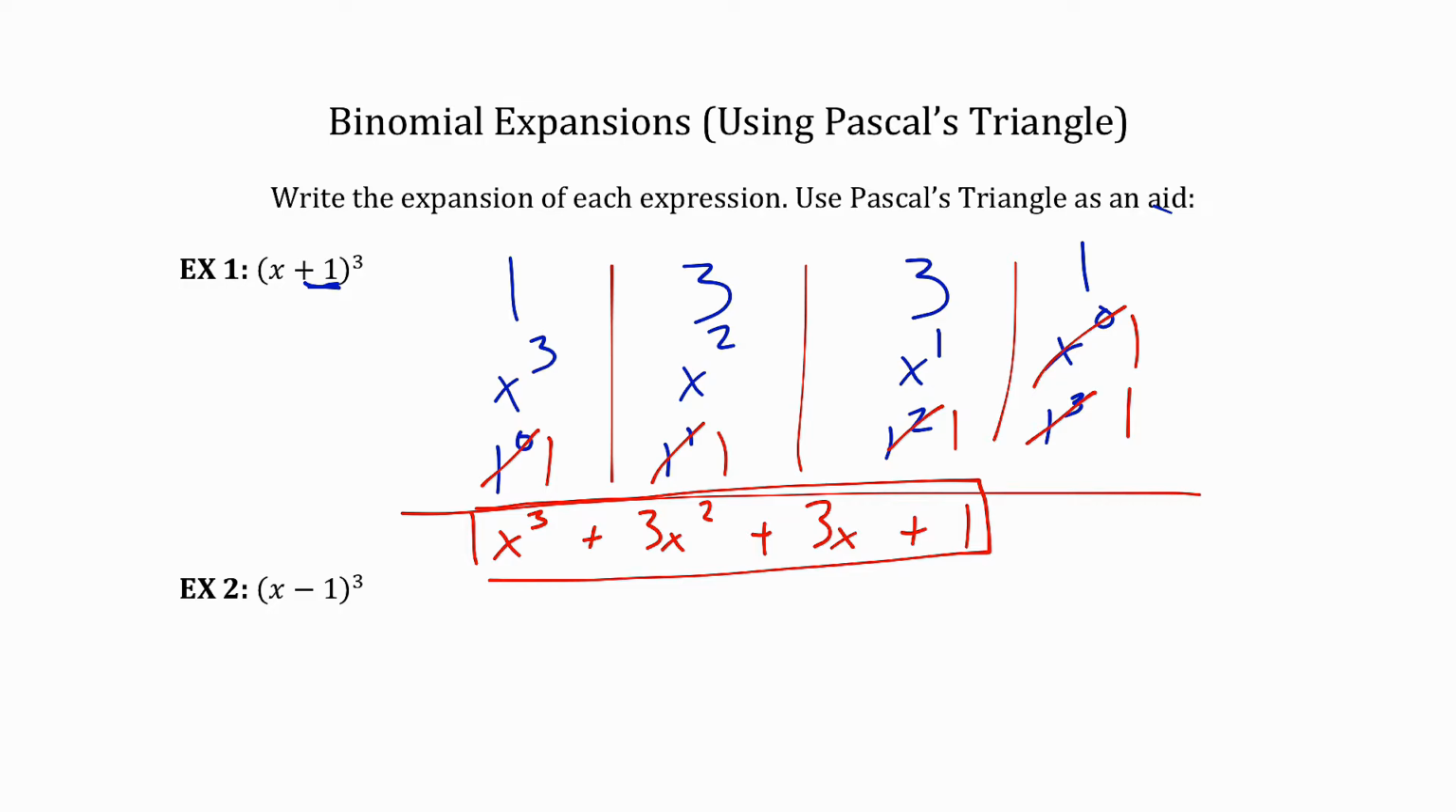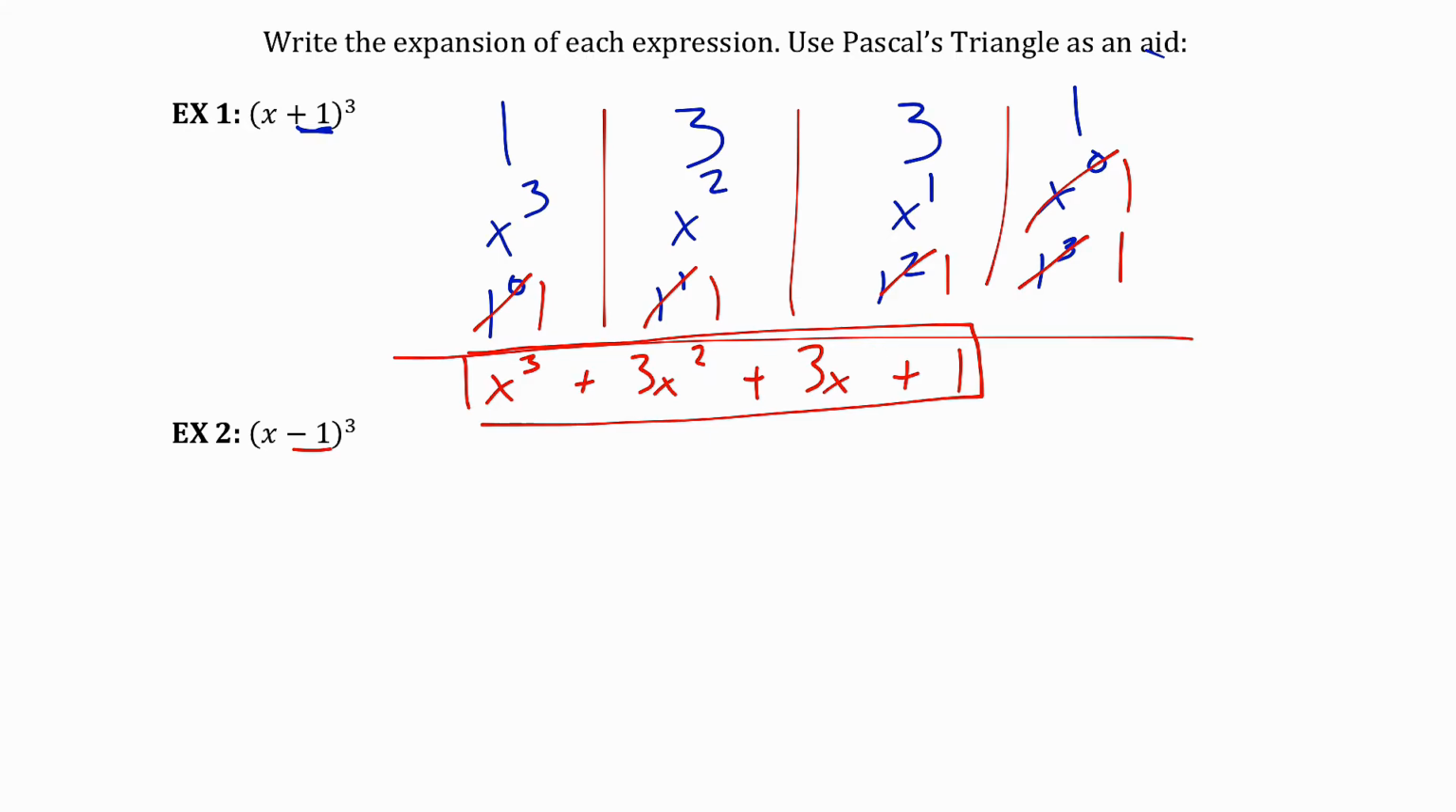Now example 2 is very similar, but instead of x plus 1 to the 3rd, we're dealing with x minus 1 to the 3rd. So we're going to use the same coefficients, the 1, 3, 3, 1. We're going to use that same x again, so we're going to do x to the 3rd, x squared, x to the 1st, and x to the 0. We're going to take that first term, raise it to the highest exponent, in this case 3, and work our way down. Then we're going to take the second term, the negative 1, put that in parentheses and raise it to the 0.